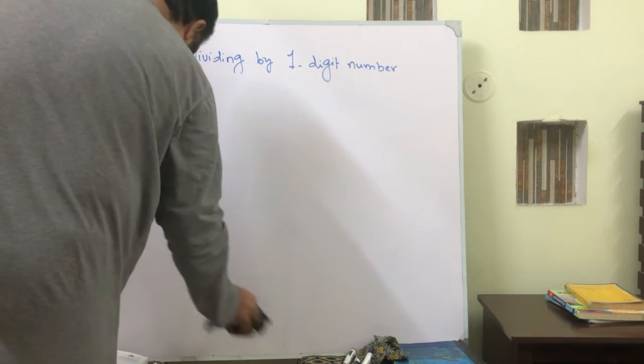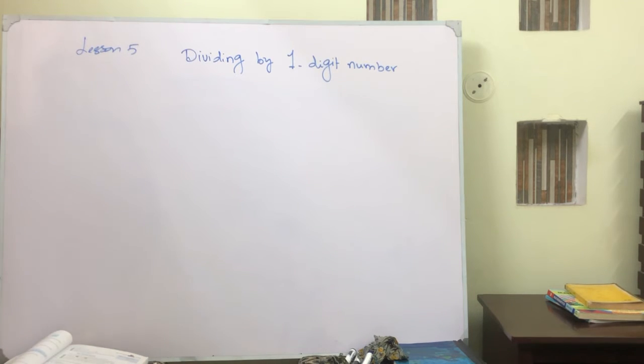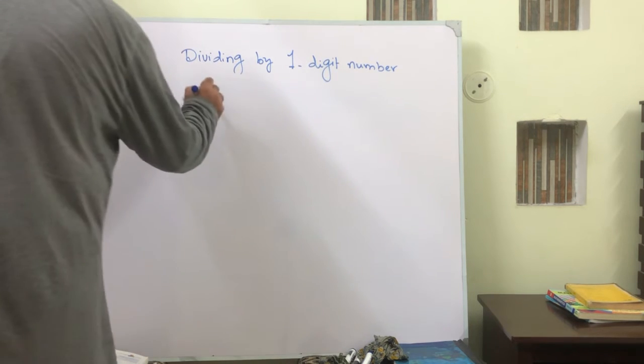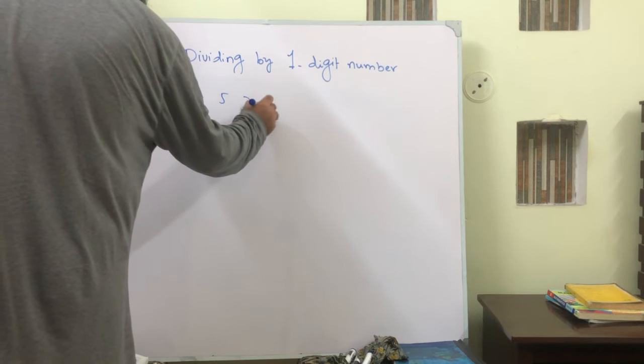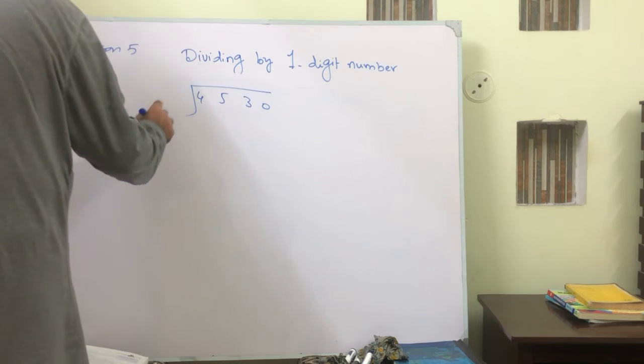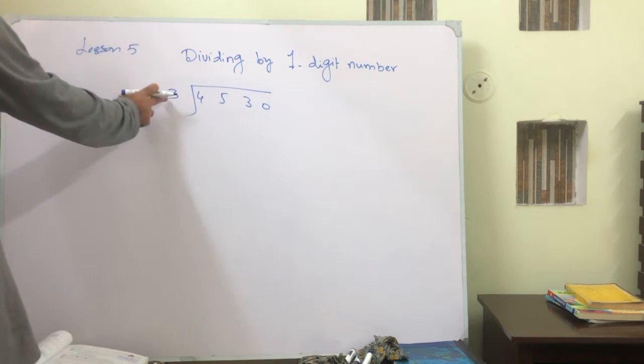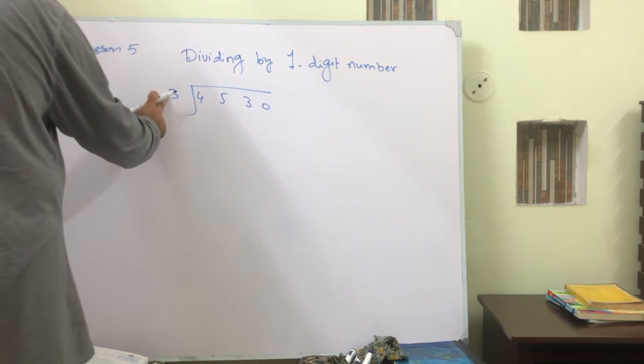Now move ahead. If we see questions on page number 51, question number 4, this is related to division. You can do this by yourself. We will be doing one for you. 4530, last part, divided by 3. 4 is greater than 3, we can divide. This is one number, this is one number.